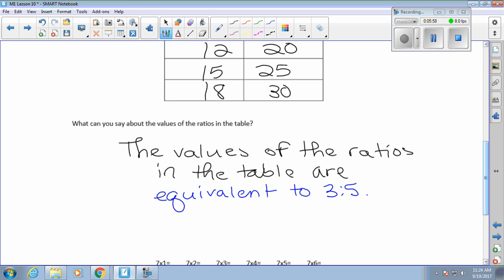Okay, so Christoph just worded his differently. He said they are equivalent to 3 to 5. That's perfectly fine. All right, any other questions?